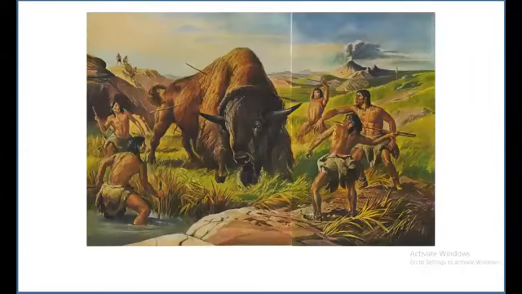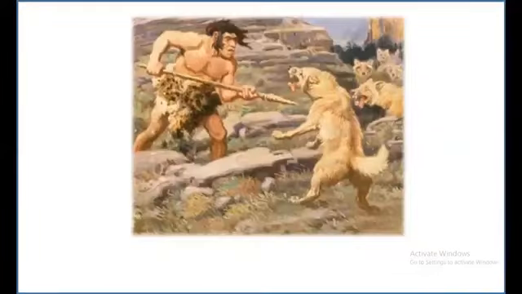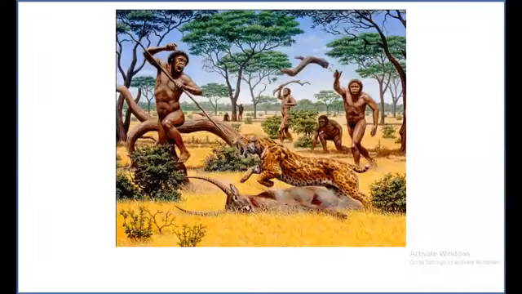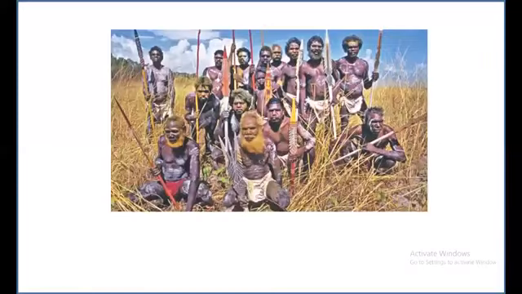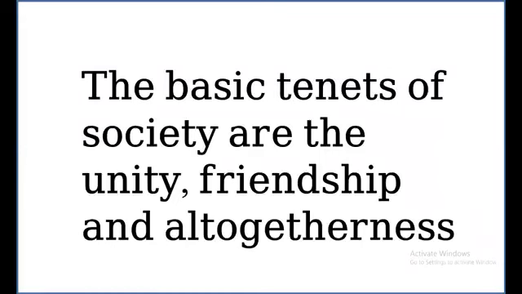Here is a picture from a primitive society. For their needs, they united in a party. Another picture. To save their life, people seek companions. It was difficult to save one's own life alone. This is also a picture of unity, friendship, all togetherness. So the basic tenets of society are unity, friendship, and all togetherness.